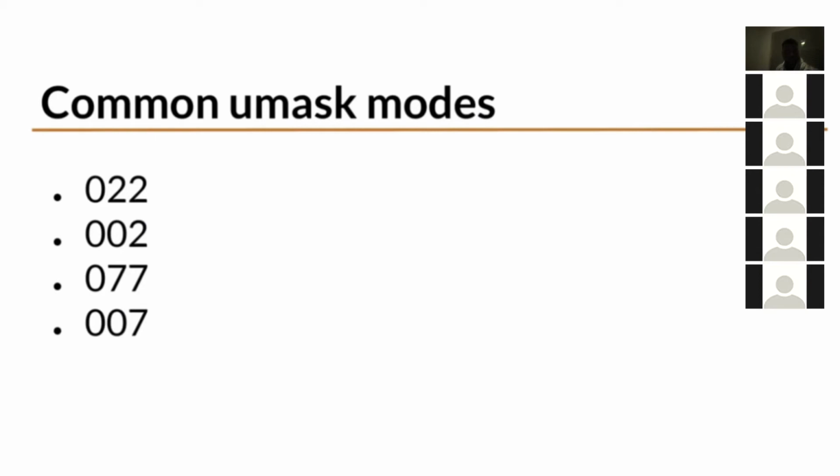So for example, if you have a 022 for umask and you subtract this from a 777, what do you get, guys? You get a 755, right? So if I put a umask of 022, I'm essentially saying that I want every file that gets created in that directory to have a 755 permission.